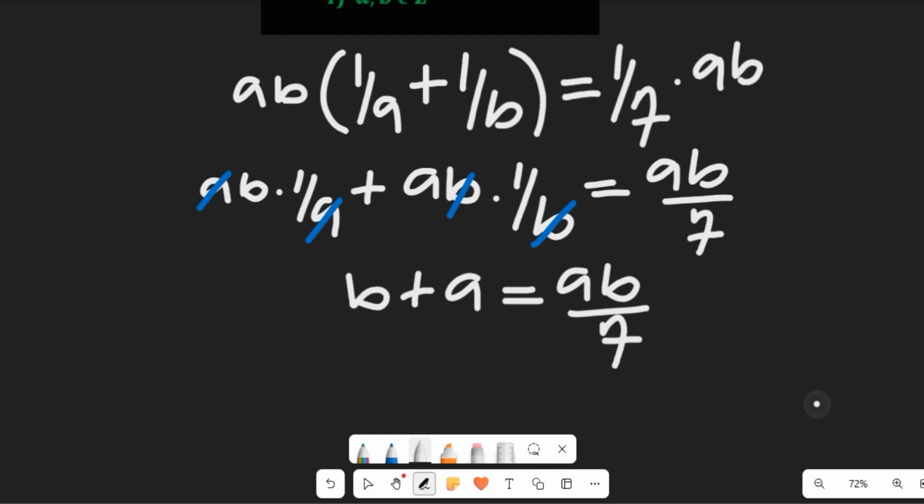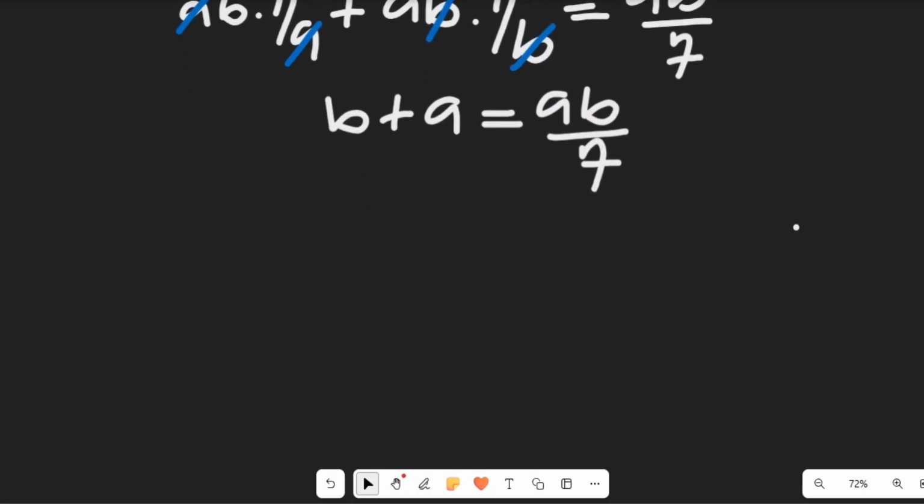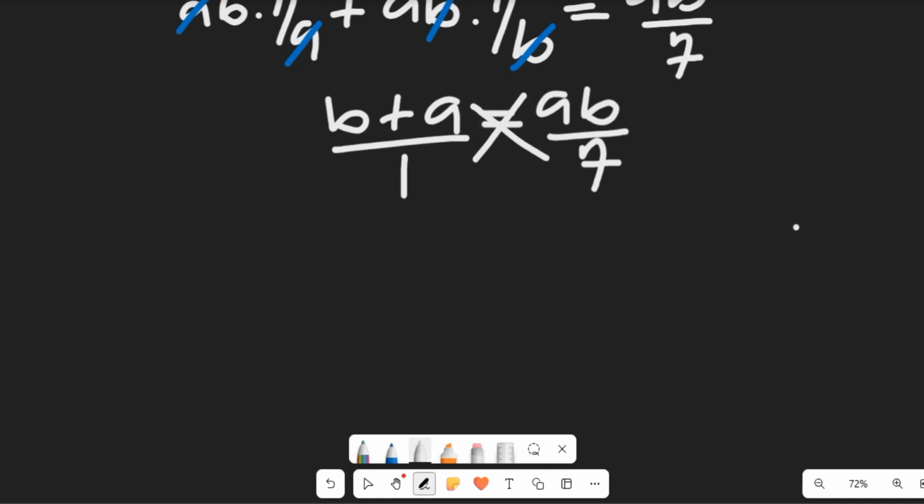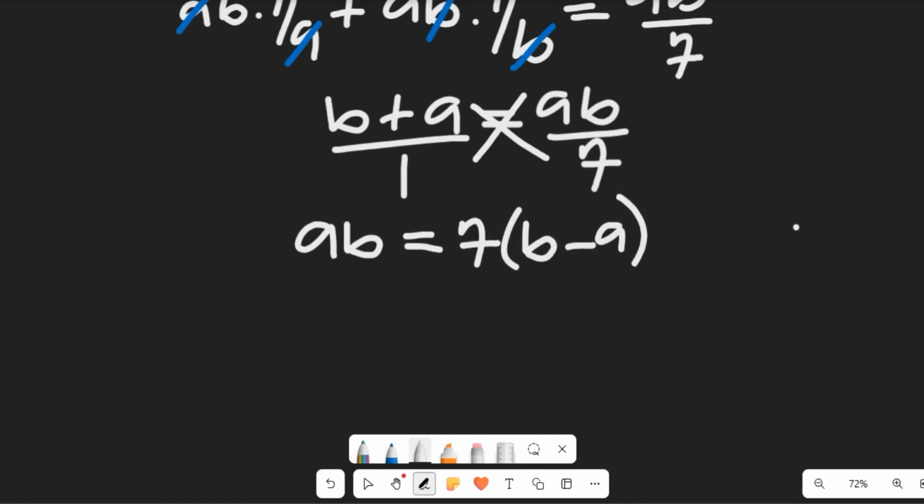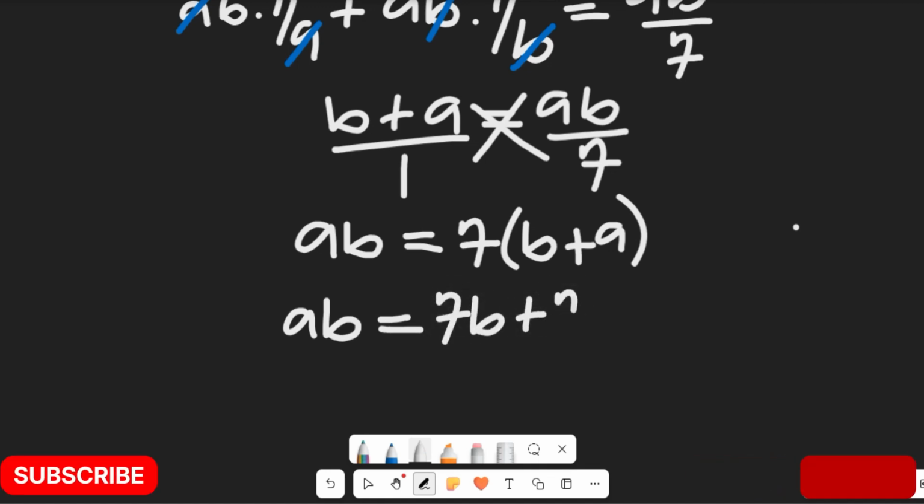Great. So what do we do from here to find the value of ab? Now, if we take this to become a fraction by dividing this by 1, we can simply cross multiply. And if we cross multiply, our ab will simply be equal to 7 multiplied by b plus a, and that will give me ab to be equal to 7b plus 7a.